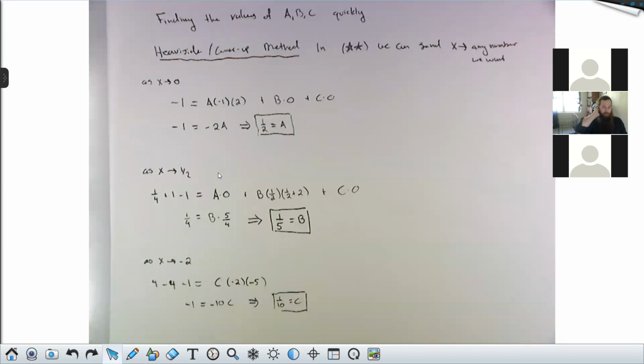And I think for most people this is preferable to setting up and solving that linear system.